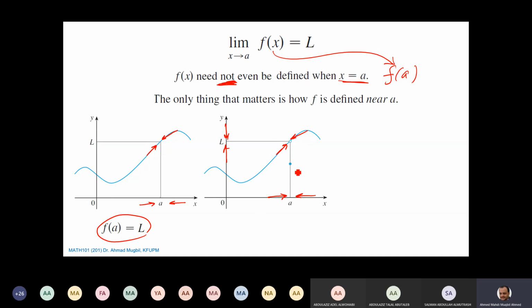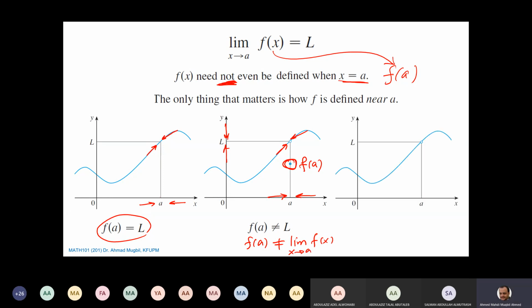But here, look, what is f of a? It is not L. This is f of a. This is what you have here. So f of a, in this case, is not L. It is not the limit. In this case, f of a does not equal the limit of the function when x approaches a.